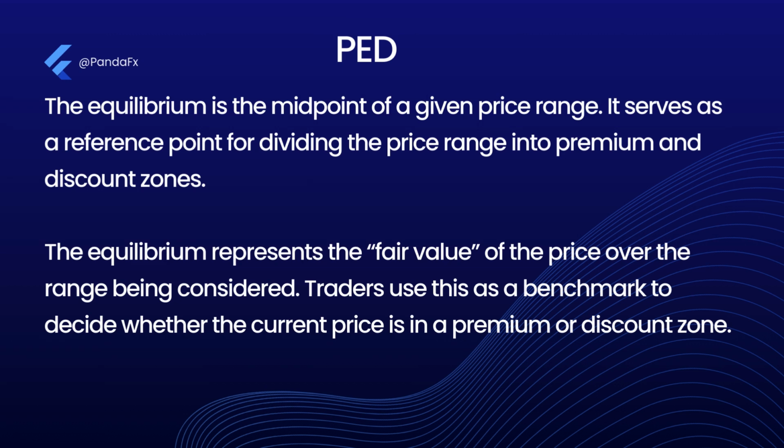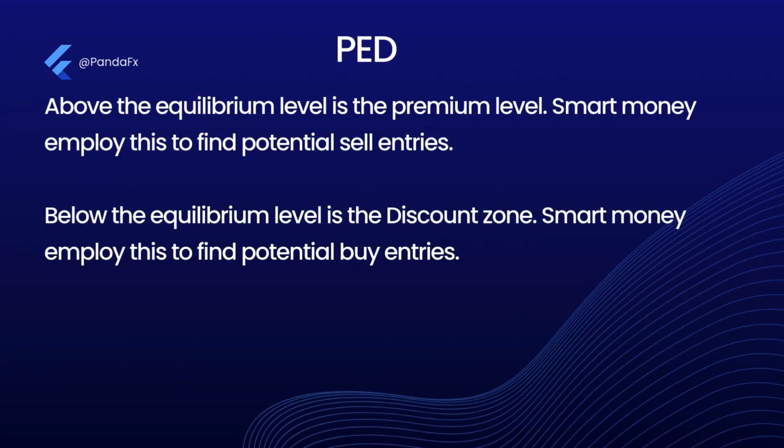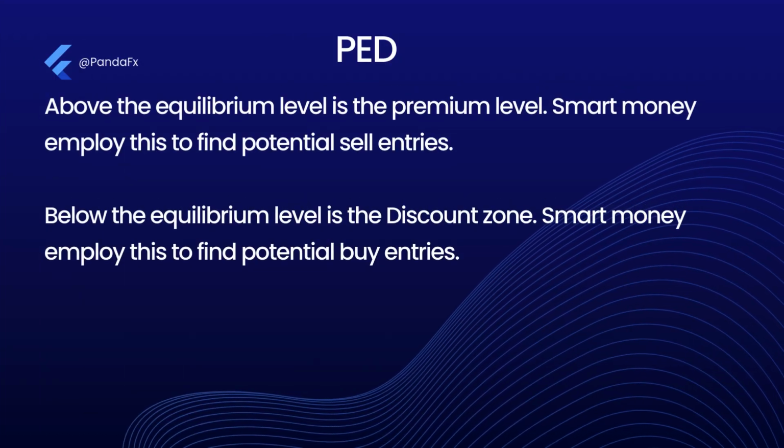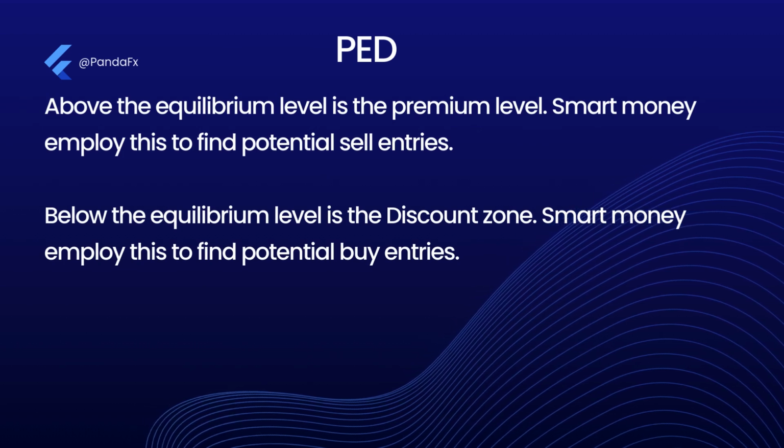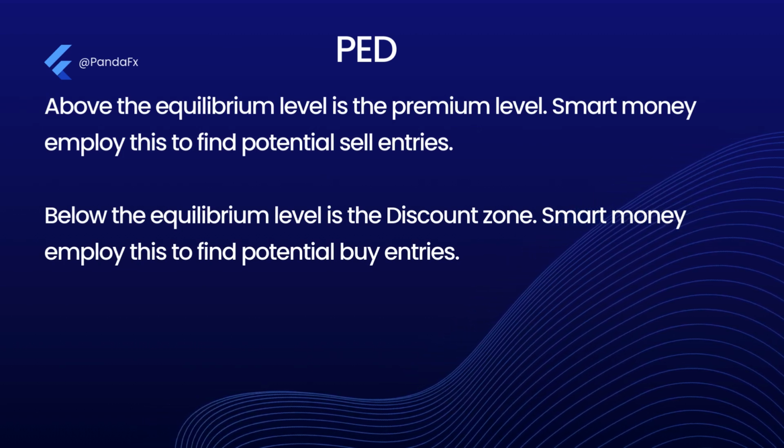Traders use this as a benchmark to decide whether the current price is in a premium or a discount zone. Above the equilibrium level is the premium level, and smart money employs this to find potential sell entries. So in the premium zone, it's easier to find potential sell entries, especially if we consider a price leg and a particular trend. So if it's a downtrend and then price retraces back to the premium level, smart money will employ this to find potential sell entries.